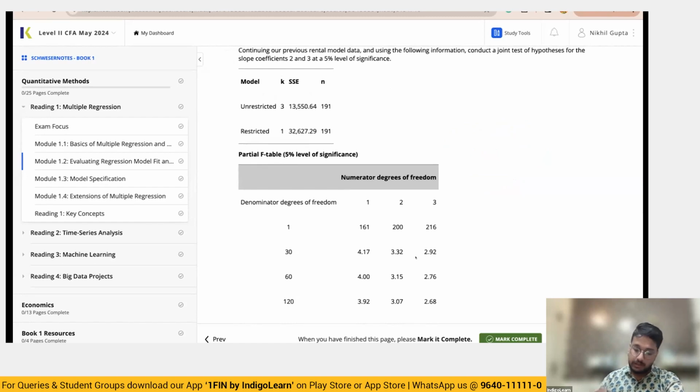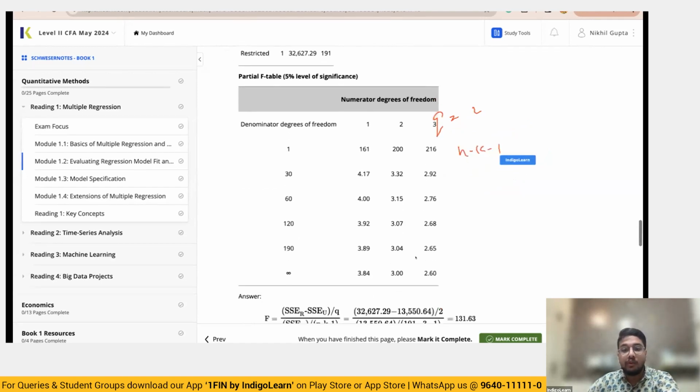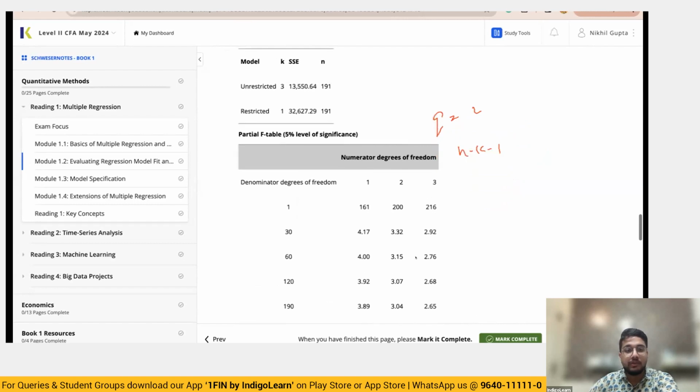Tell me one thing. So Q is 2. What shall be n minus k minus 1? Just to recall, n is 191. K is 3. So n minus k minus 1 shall be another degree of freedom for me. It shall be 191 minus 3 minus 1, which is around 187.